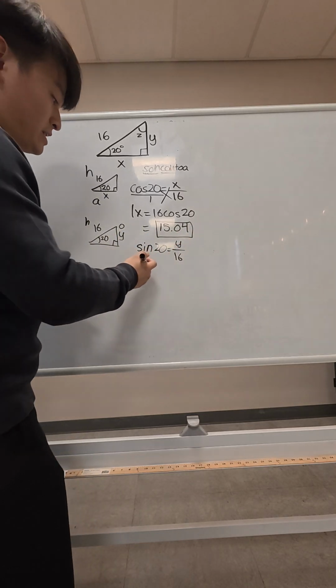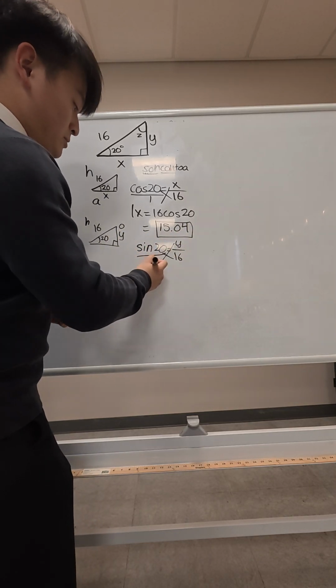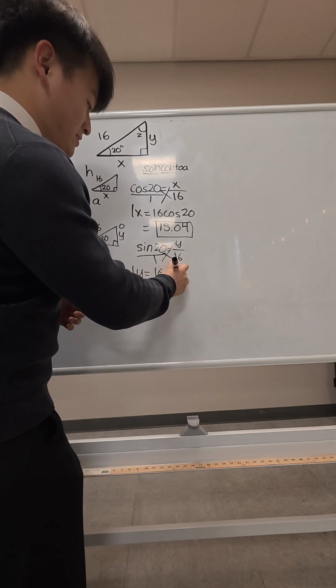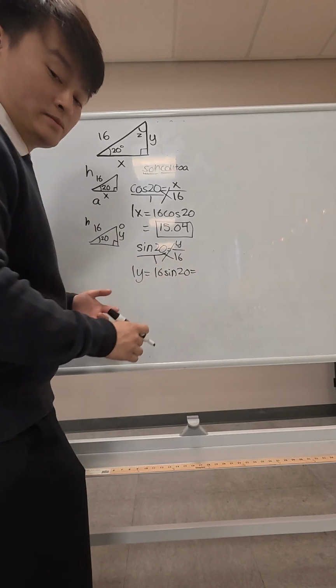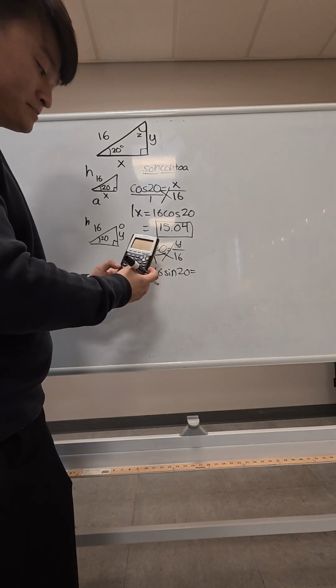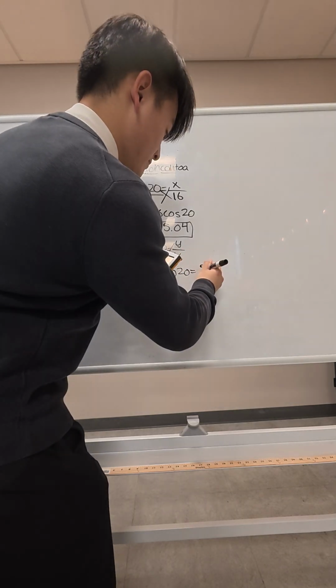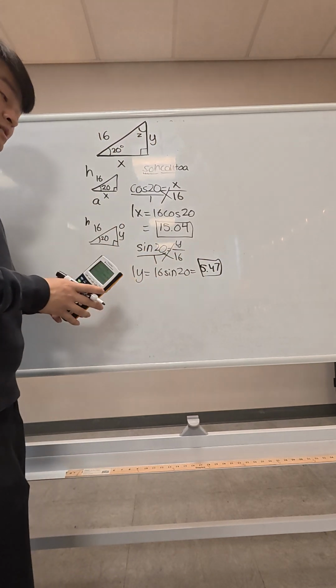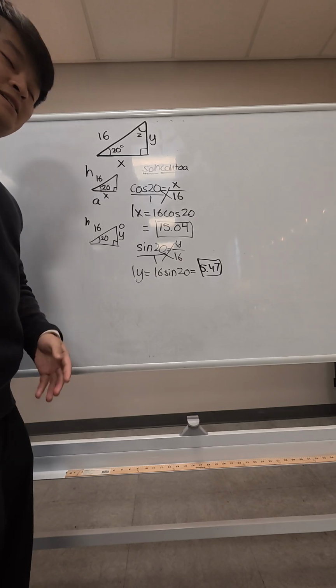I do the same steps again. Make it over 1, cross multiply. So 1y equals 16 sine of 20. I put that in my calculator and I get the following. So I'm going to put 16 sine of 20, giving me 5.47. Then the last part is part Z, I guess.